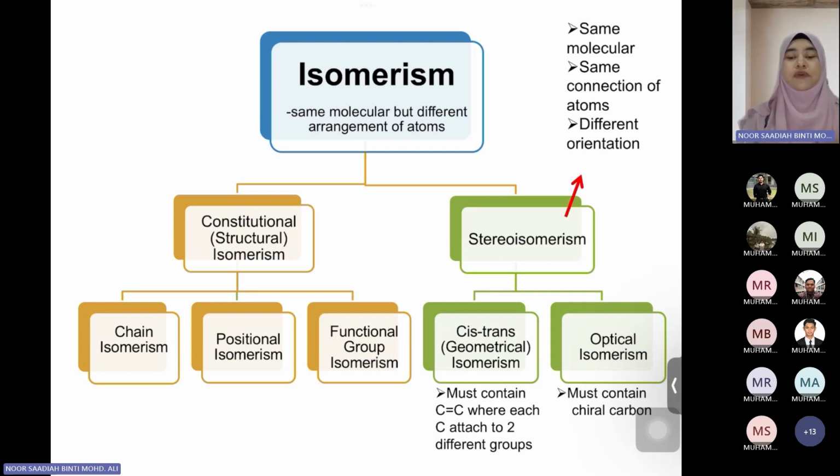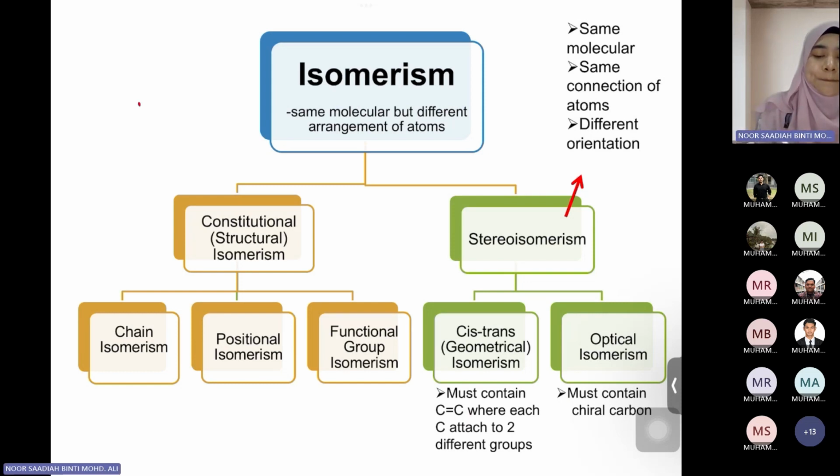So, if you are given carbon double bond carbon in the compound, you can consider the possibility of cis-trans isomers to be exhibited, or to exist. But then, not all carbon double bond carbon can form cis and trans isomers. Only selected carbon double bond carbon. So which carbon double bond carbon? Refer to the next point, in which each carbon double bond carbon, so each of them must be attached to two different groups.